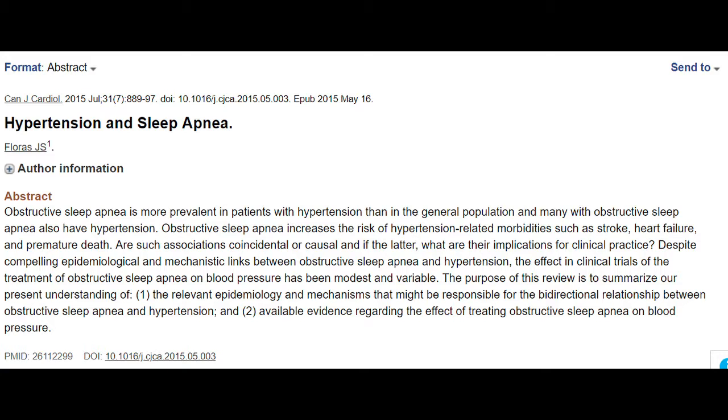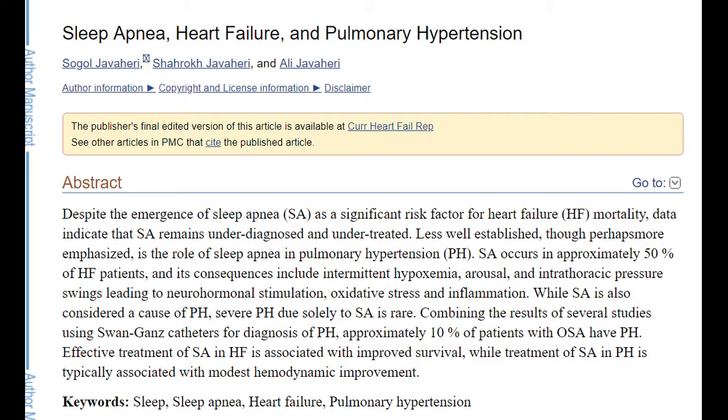Hypertension and sleep apnea. So here's another thing that's associated. Not necessarily that you get sleep apnea and develop hypertension. It's more likely you probably become overweight, you get hypertension, and sleep apnea is another symptom that you get. Sleep apnea, heart failure, another big study on this.